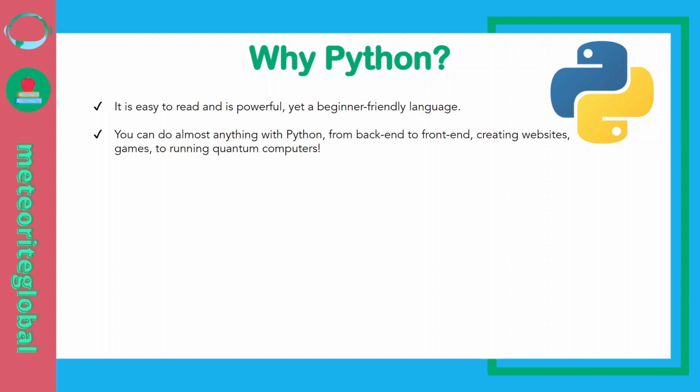And one more point: Python is very close to English. If you know English, and of course you know English, right? If you know English and you read Python code, you can very easily understand what that code means or what it has to do. And the next point says you can do almost anything with Python. You can create websites, games, mobile applications, anything. You can run quantum computers with it. That's crazy, that you can run quantum computers with it.